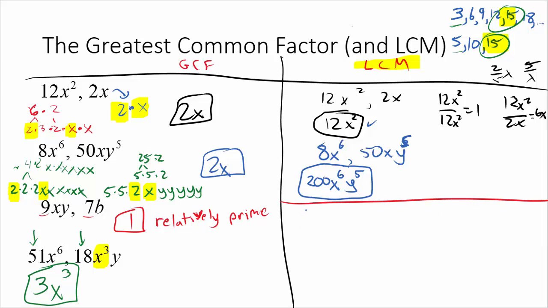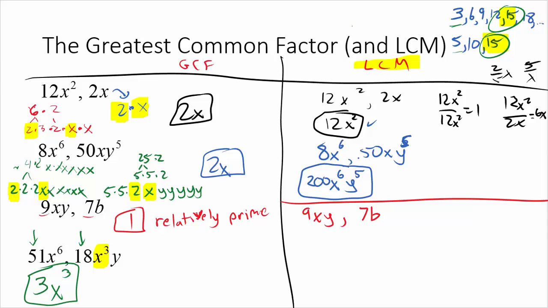All right, next we've got 9xy and 7b. And if you remember from our last video, we said that these were relatively prime, meaning they didn't have any factors in common. When that happens for the least common multiple, a shortcut is that you can just multiply these things together, because they don't really have any common factors that will be taken out.